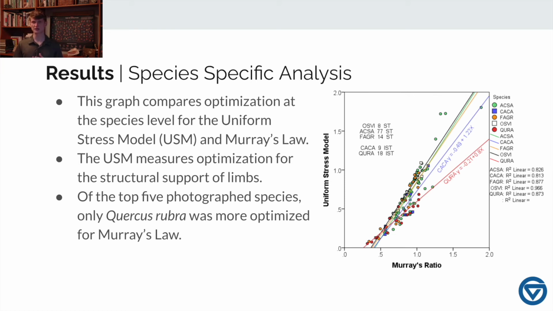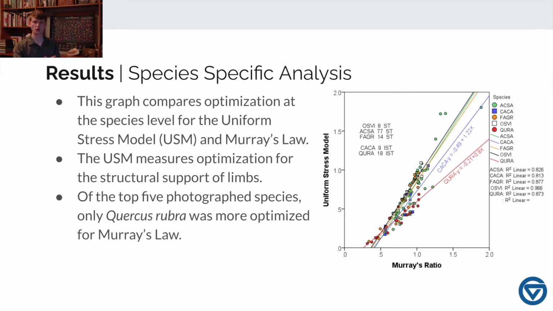So if a species were to have a slope of exactly 1 on this graph, it would mean that it was equally optimized for Murray's ratio and the uniform stress model. It was equally optimized for hydraulic efficiency and for structural support. But we don't see any species that do that. In fact, almost all of them are more optimized for the uniform stress model, whereas only Quercus rubra was more optimized for Murray's law. So most of the species, at least these 4 that we're looking at, the 4 of them were more optimized for structural support, and only red oak is more optimized for hydraulic efficiency.